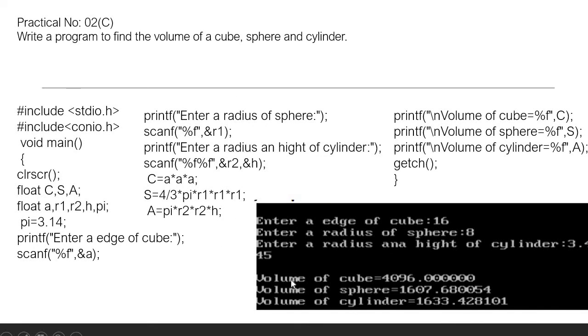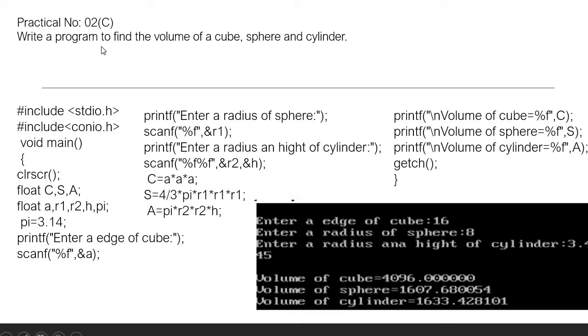Now we will move further, that is, write a program to find out the volume of cube, sphere and cylinder. Now over here, same procedure: we are using the header file, main function, and clear screen, so that it will clear my previous output. Now over here we are using the float data type, and variables are C, S, A. One more set of variables we are using: A, R1, R2, H and pi. The pi value we have to mention over here, that is 3.14.